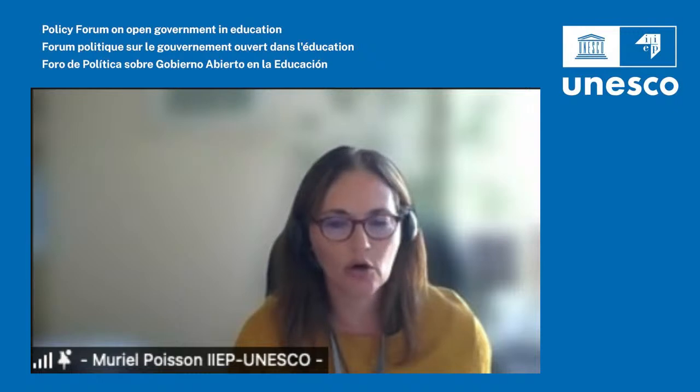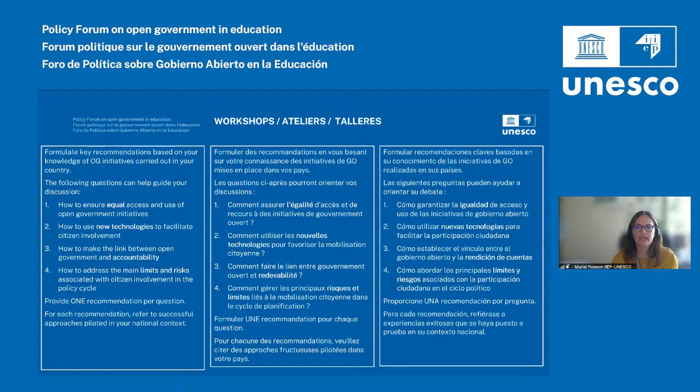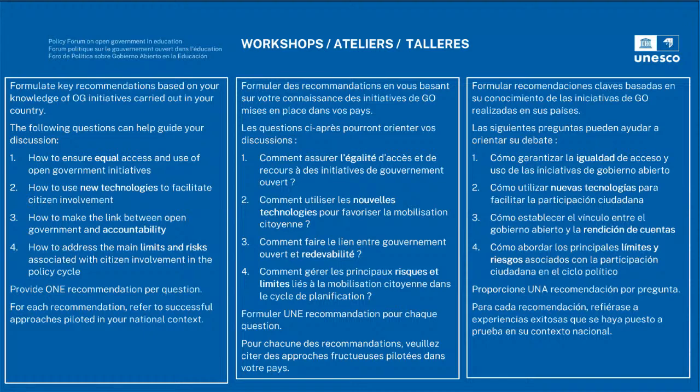So colleagues, let's get back to the final session of this policy forum, which will be a very interesting session, in fact, because that's a session during which you will have the opportunity also to draw lessons from all the discussion that we have had over those 3 days, and also to share and to discuss your own experience regarding open government initiatives with other participants. So I'm going to give you some basic details about how we are going to organize ourselves for this last interactive session.